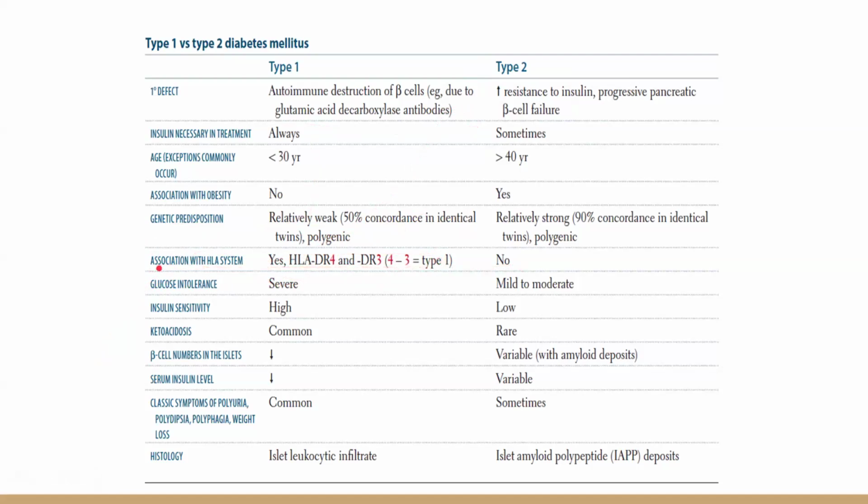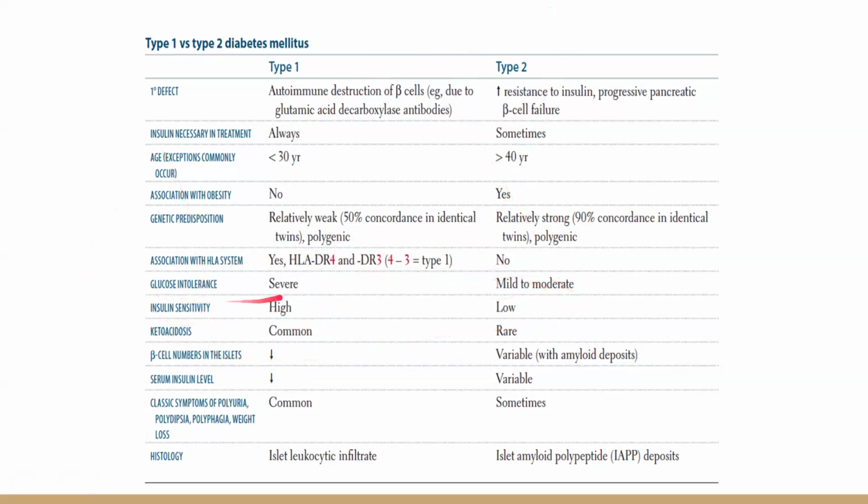So he asks you which, and I think he did ask this, which HLAs are associated with diabetes type 1, and he can give you 1 and 2, 1 and 3, 2 and 4, 2 and 3, and then 4 and 3. So 4 and 3 will be the correct answer. Type 2, no.